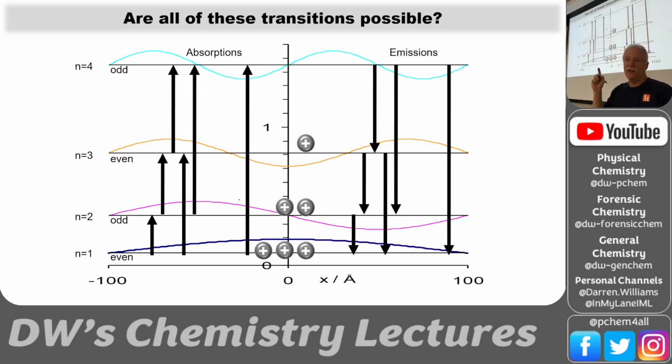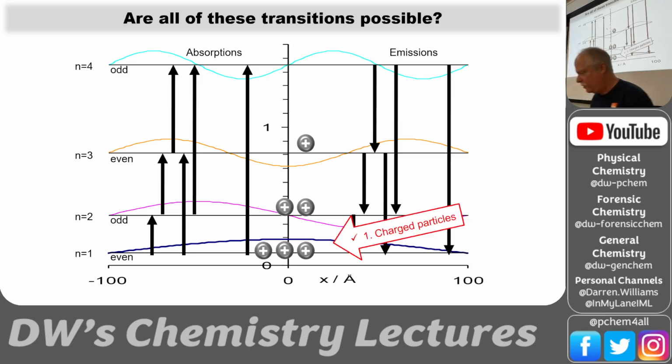Now we can write those down, but does the math allow them? That's the question. We want to find the selection rules for this. Are all of these transitions possible? Those are just the absorption ones on the left. The emission ones are on the right, and we can look at those as well. We have all of the things that we need.